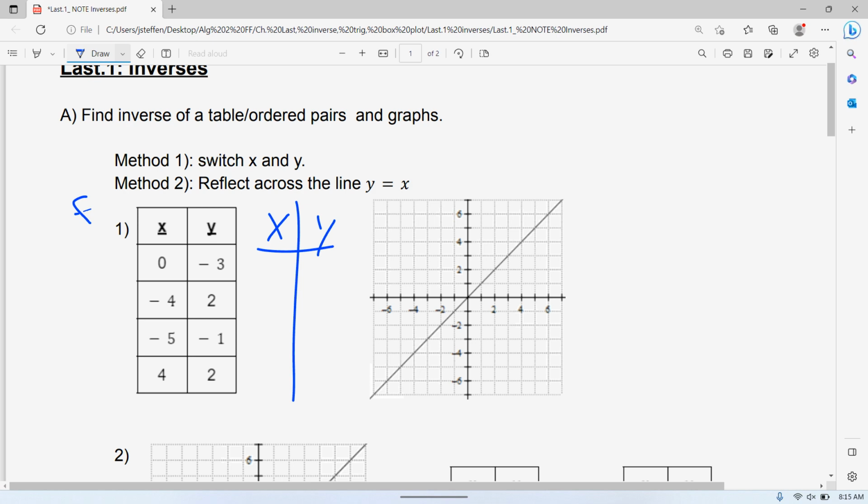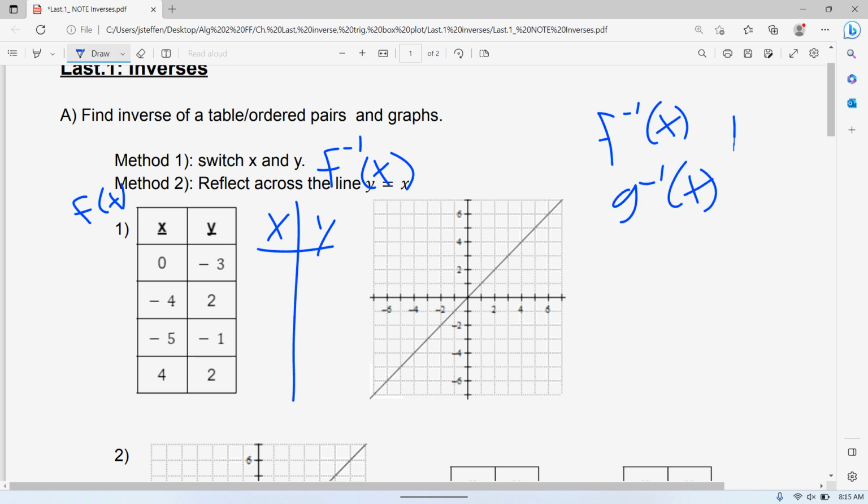Sometimes they'll label what your relation is, and then for your inverse, you just put a -1 exponent, like g of x, so let's make space for that. If you ever see that exponent of -1, that means it's the inverse. So g to the -1 of x. A lot of times they don't do it with y, but sometimes I do just to keep the notation the same.